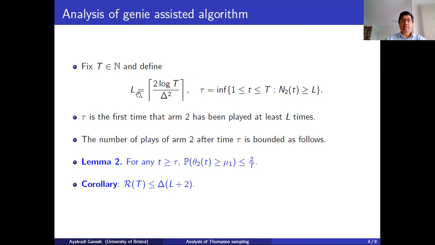The idea is that L has been chosen sufficiently large that if arm 2 has been played L times, then we should have a good enough estimate of the true reward parameter mu2 on this arm, good enough for the time horizon T. Okay, so that's the intuition behind the choice of L and the definition of tau.